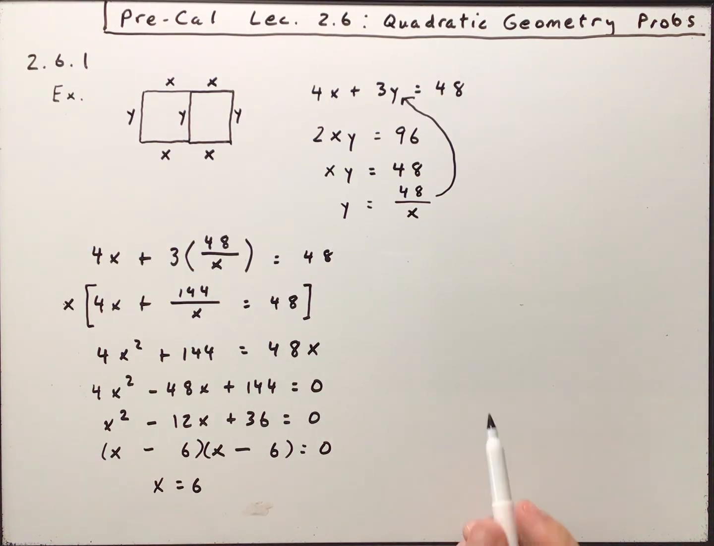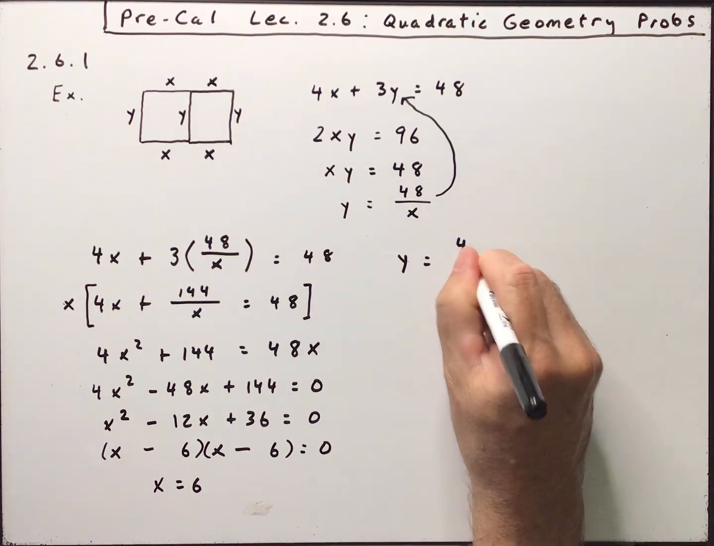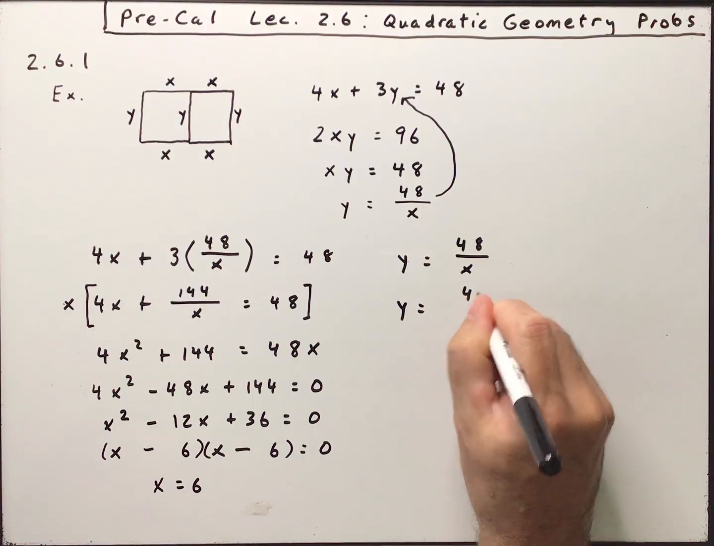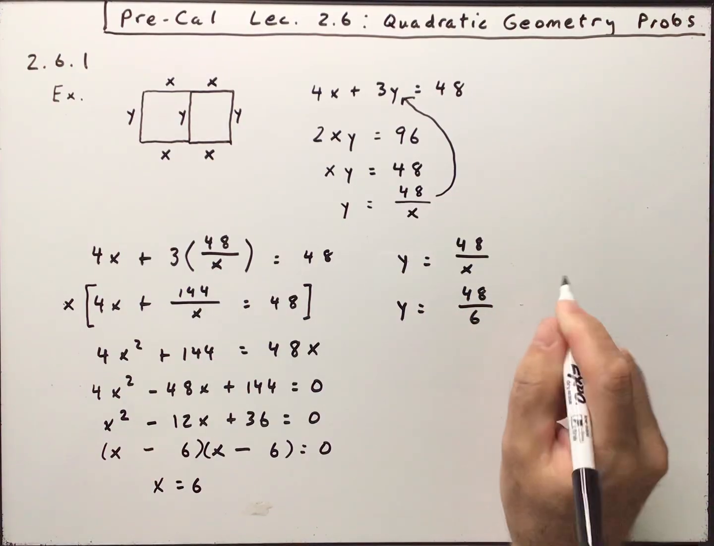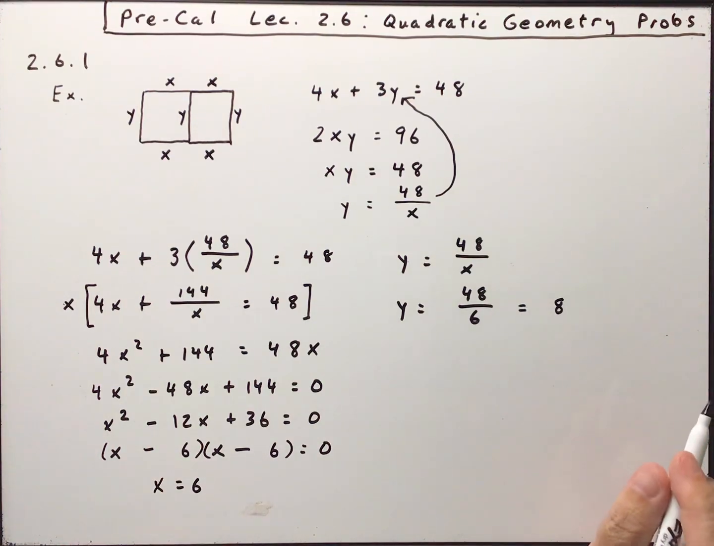All right, so now let's figure out what y is. Well, we know that y is equal to 48 over x. So y is equal to 48 over 6, which is equal to 8. So y is equal to 8, x is equal to 6.